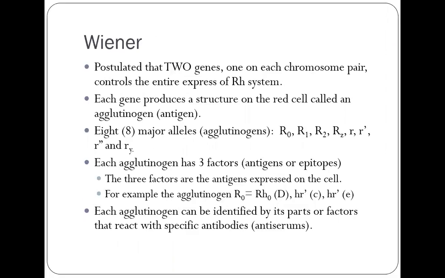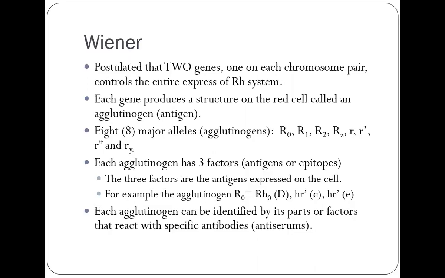So that, again, was Fisher-Race. The next one is the Wiener. And so, again, Wiener postulated that there were actually 2 genes. So as Fisher and Race had 3, Wiener thought there were 2 genes, one on each chromosome pair, that would control the entire expression of the Rh system. So this researcher thought that each gene produced a structure on the red cell called an agglutinogen or an antigen.